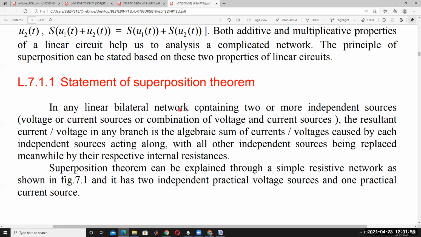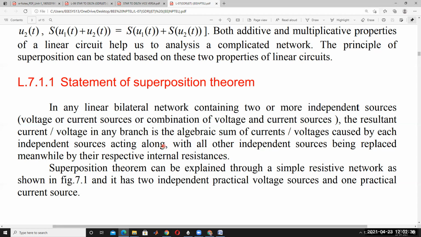In a linear bilateral network containing two or more independent sources, which may be voltage or current sources, or a combination of voltage and current sources. Understood? This circuit has voltage sources and current sources. Okay, the resultant current or voltage in any branch is the algebraic sum of currents or voltages caused by each independent source acting alone. Understood?